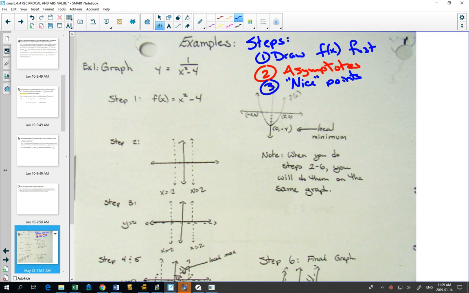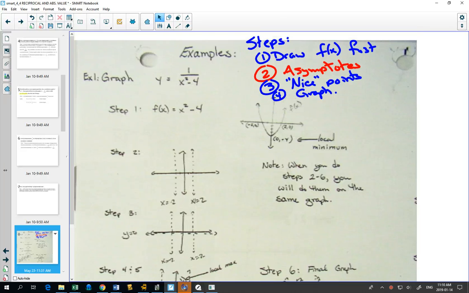Step 3, what I would like you to do is just pick some nice points and draw where they're going to be. I know that steps 4 and 5 said invariant points and stuff like that, but for ours, we'll just do some nice points. And then finally, we're going to graph. So we can combine all those 6 steps into 4 here.